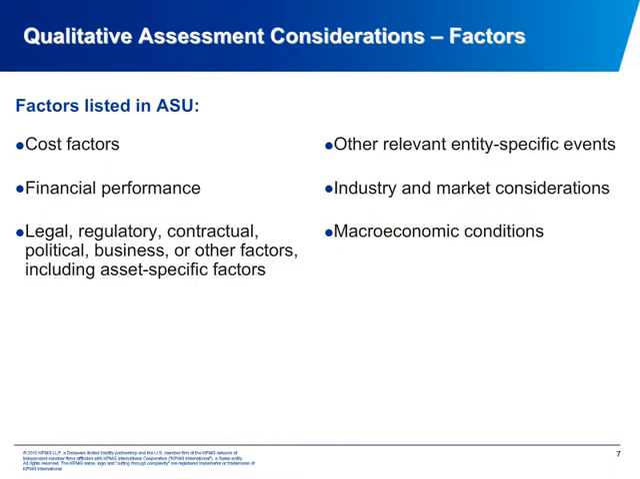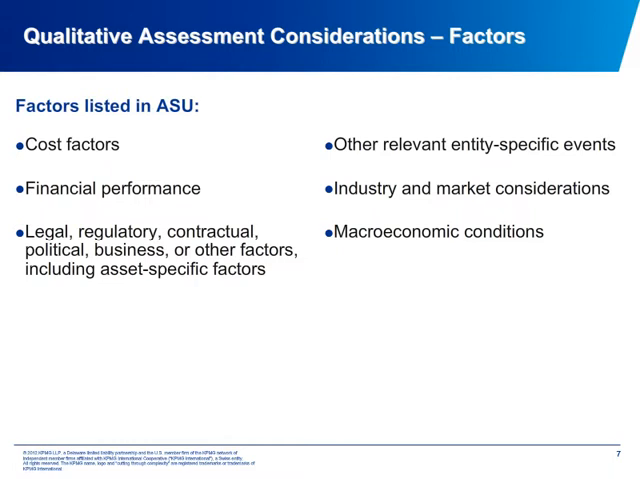The next grouping is legal, regulatory, contractual, political, business, or other factors. Other relevant entity-specific events could include things such as changes in management, key personnel, strategy, or customers. It could also include the contemplation of bankruptcy or litigation.